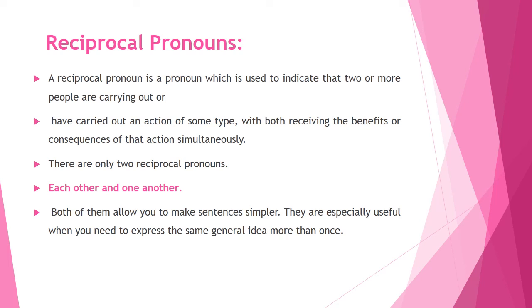A reciprocal pronoun is a pronoun which is used to indicate that two or more people are carrying out or have carried out an action of some type, with both receiving the benefits or consequences of that action simultaneously. There are only two reciprocal pronouns, each other and one another. Both of them allow you to make sentences simpler. They are especially useful when you need to express the same general idea more than once. Each other is used for two persons, and one another is used for more than two persons.